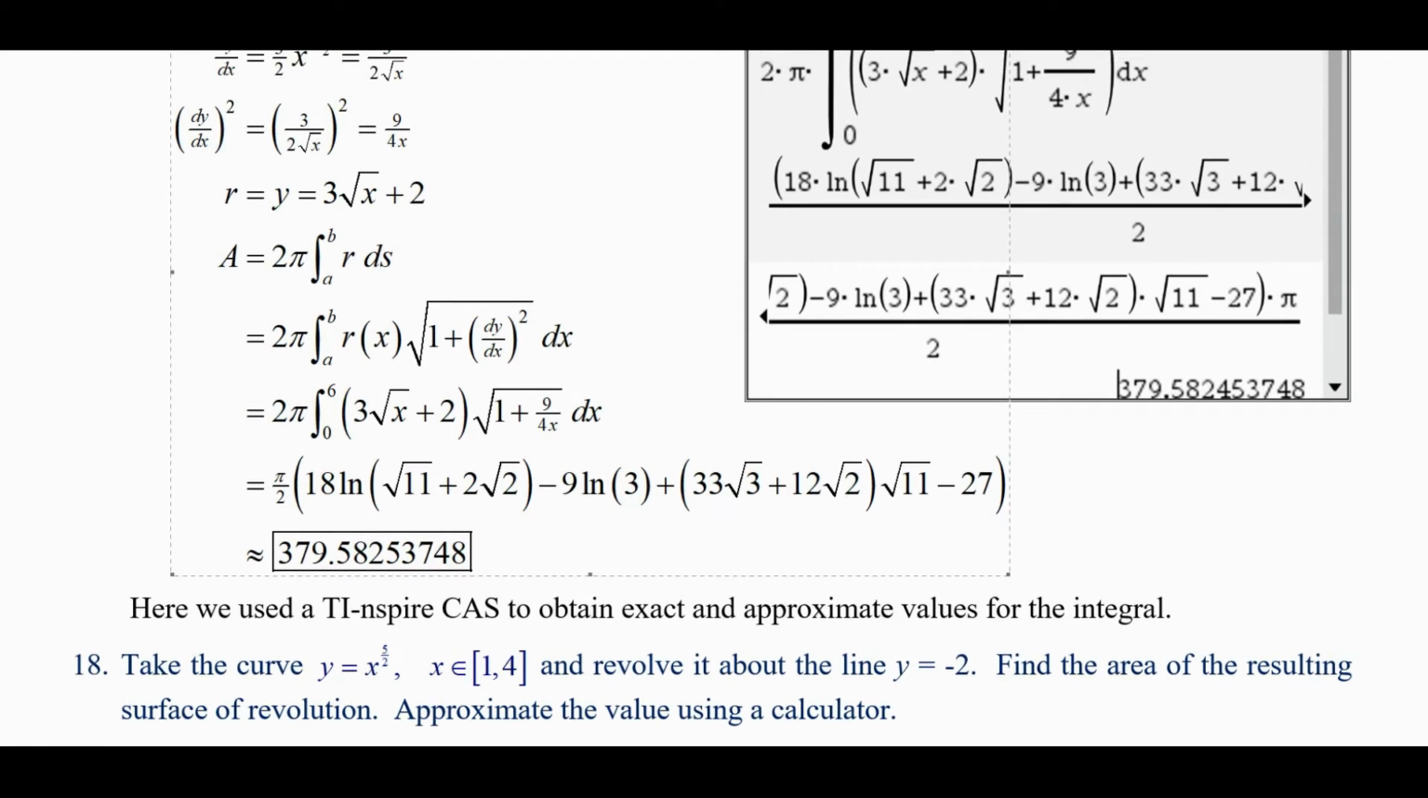Take the curve y equals x to the 5 halves over the interval from x going from 1 to 4 and revolve it about the line y equals negative 2. Find the area of the resulting surface of revolution and set up the integral and approximate the value using a calculator. Okay, go ahead and press pause and work that out now.